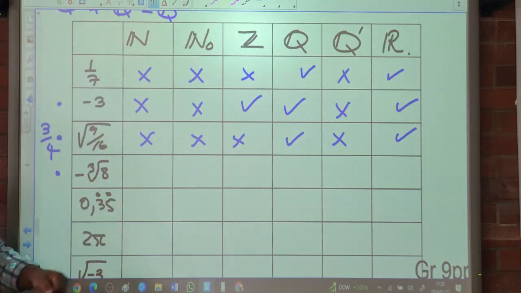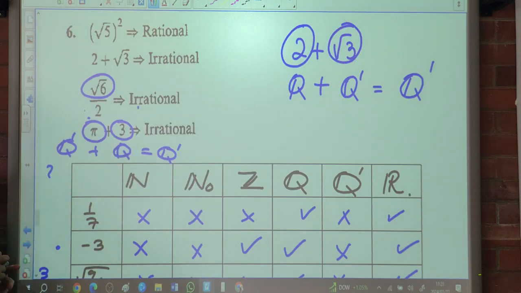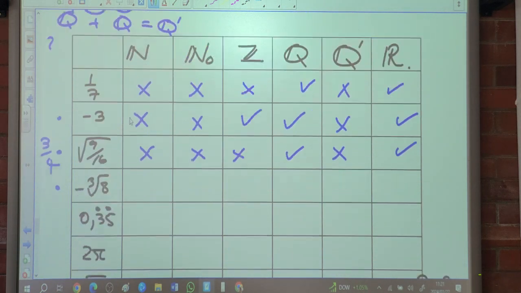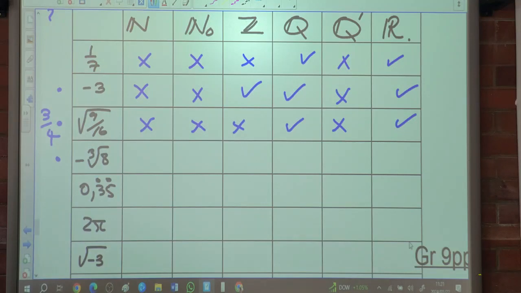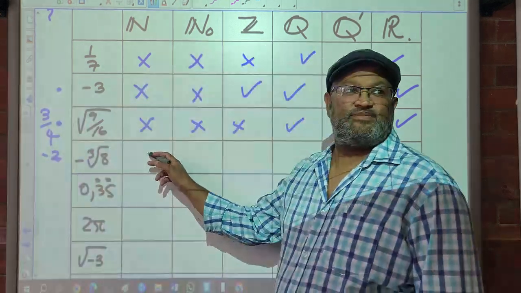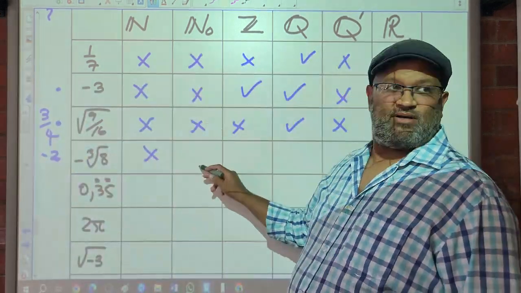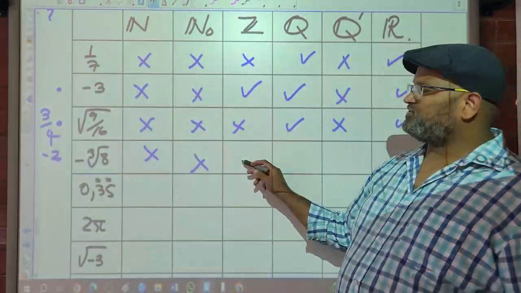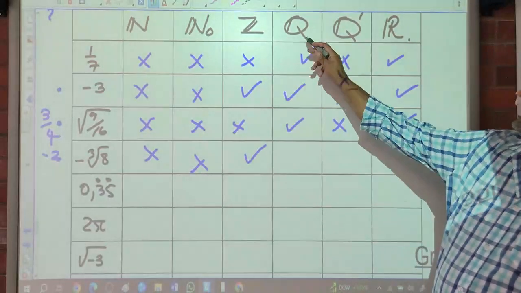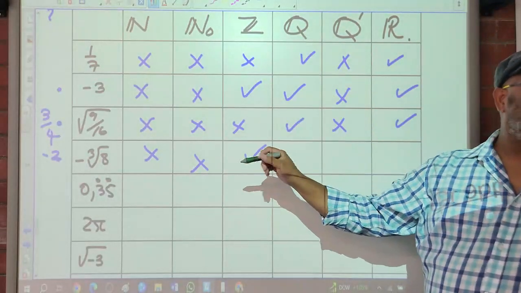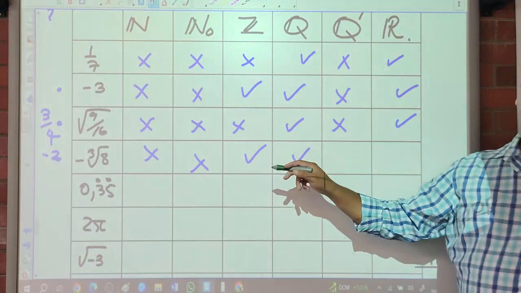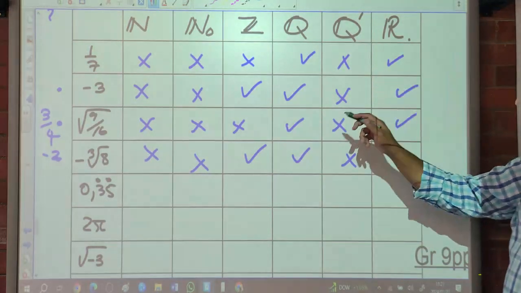Negative cube root of 8 is what? Negative 2. So we're basing our solution on negative 2 now. You guys understand? So is that natural, Michael? No. Is it a whole number? No. Is it an integer? Yes. Is it rational? Yes. Is it irrational? No. Is it real?